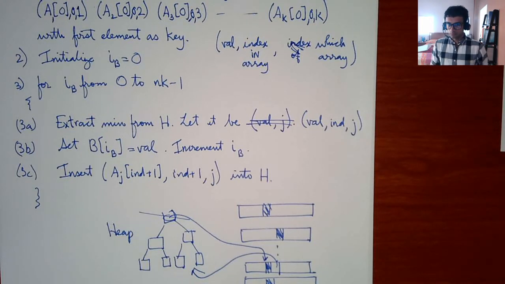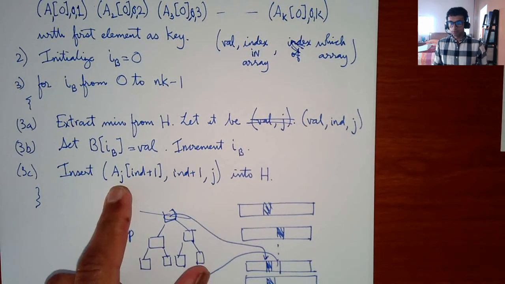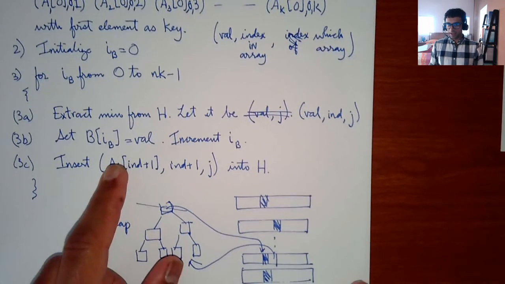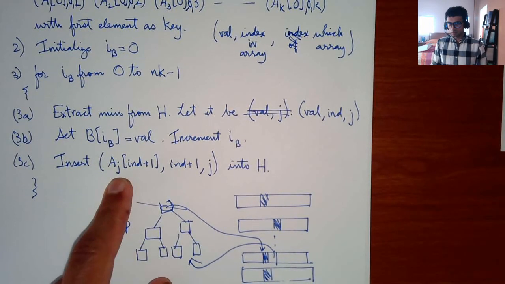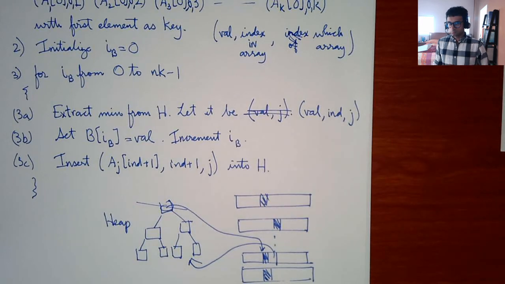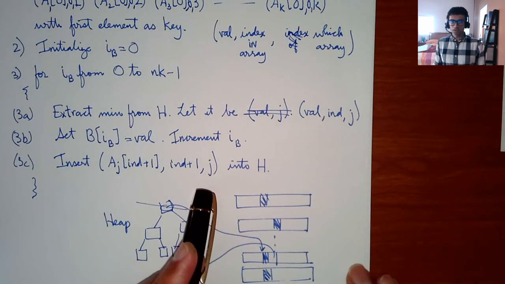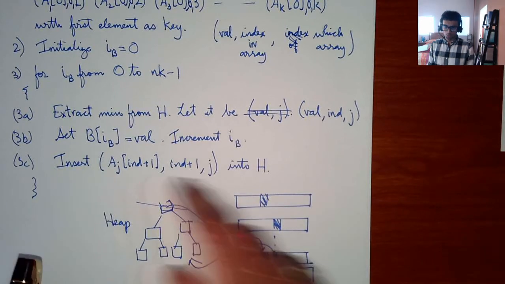Where do we use J? We use J to determine, so you extracted val, but which array did val come from? That's what J is. So val tells you the value, J tells you which array, and the index tells you which index in that array. So essentially, we do this till the heap is empty, right? Yes, you do it until the heap is empty. There is a corner case there: if ind is more than n, then there's nothing to insert.